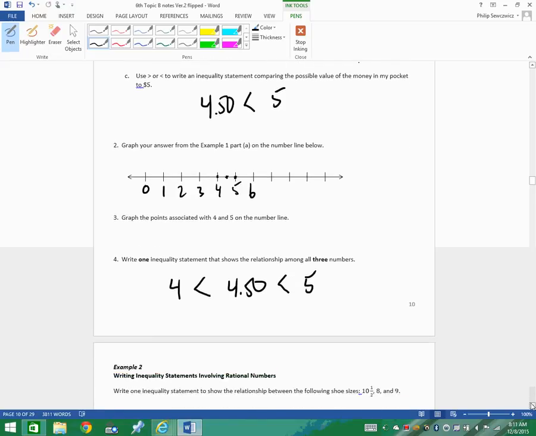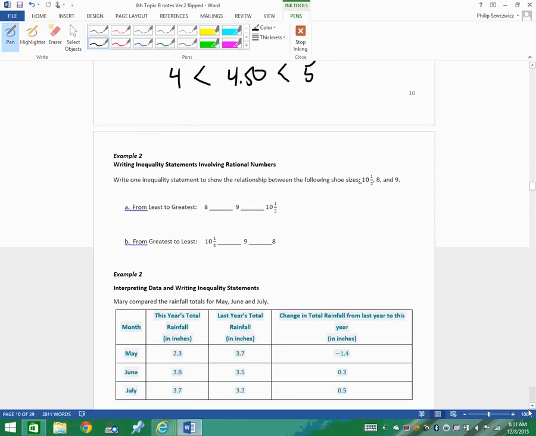That's kind of your new part, if you want to think about it from that standpoint. Okay, so here we go. Write one inequality statement to show the relationship for the following shoe sizes: 10.5, 8, and 9.